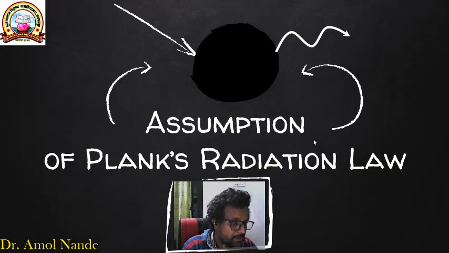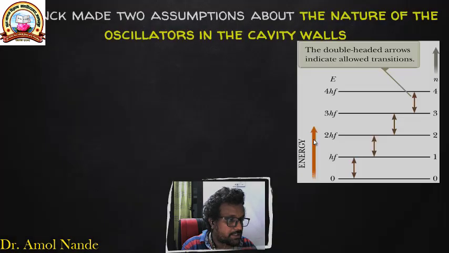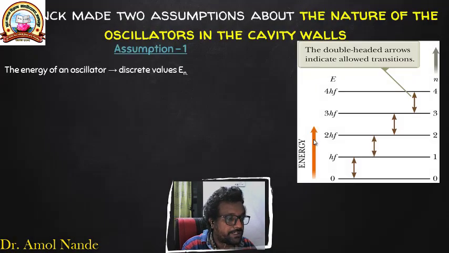So he proposed two assumptions. First assumption: he considered that the energy of an oscillator is in discrete form, meaning you can have one energy, two energy, three energy, but you cannot have a fractional form like 1.5, 1.3, or 1.75 energy. According to Planck, all energies of the oscillator are discrete, and that discrete energy is defined as En = nhf.